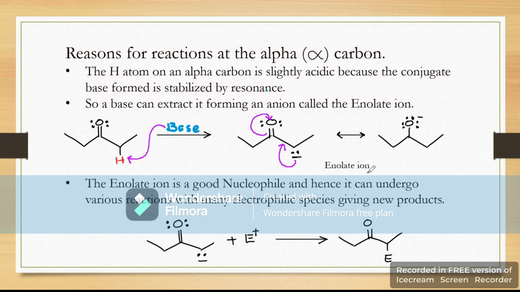Now the enolate ion is a good nucleophile, and so it can undergo various reactions with many electrophilic species, giving new products. So here is the enolate anion, which can react with electrophiles. Various electrophiles are able to react with it like this, and a bond will be formed between the alpha carbon here and the electrophile. This is the reason for reaction at the alpha carbon, and this is how it takes place.